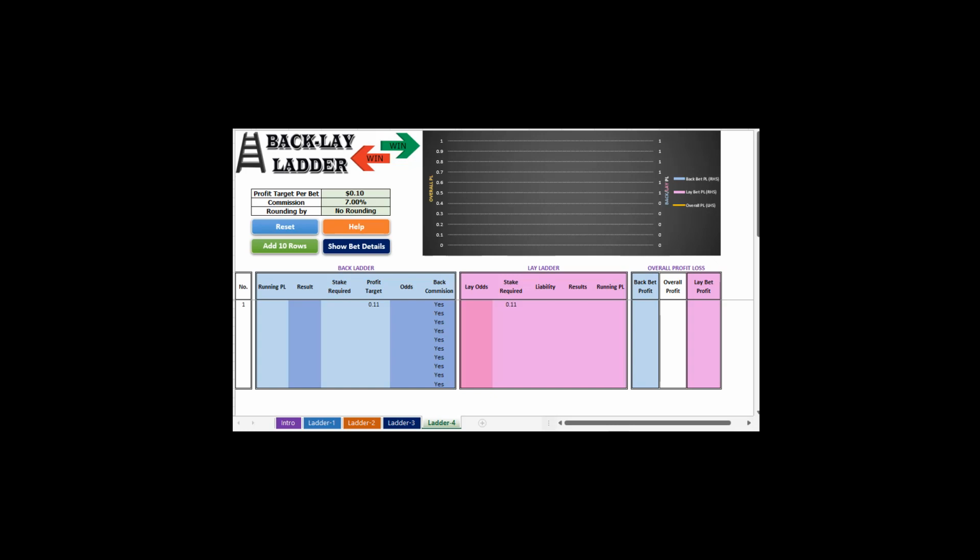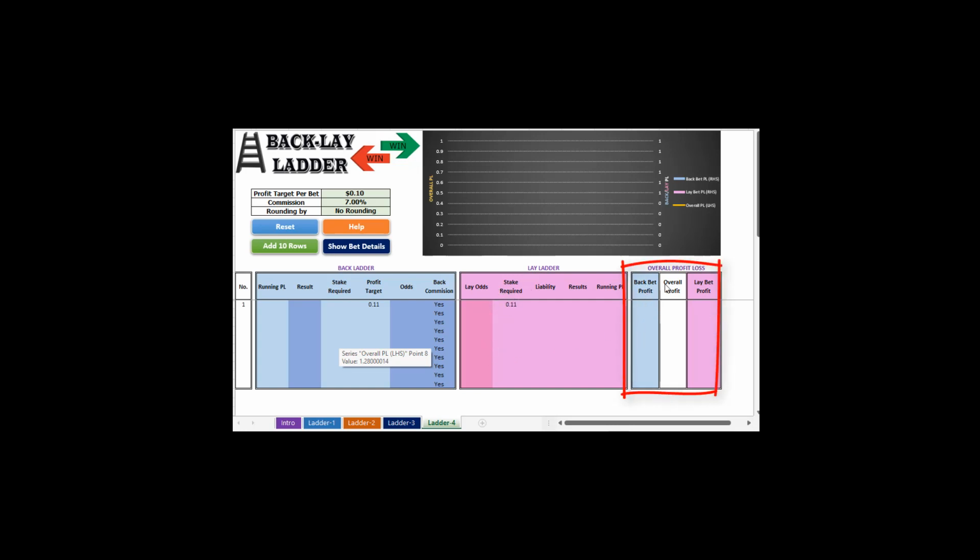Why is it called backlay? It's because we're running two sets of bets. We're running back bets and we're running lay bets, and even though they are on the same race, on the same horse, they are to be treated completely separate. Like the back ladder here, all the staking in that's done on backing is only to make a profit here. We're not worried about what the lay side's doing. That is separate, and it is to be judged as separate.